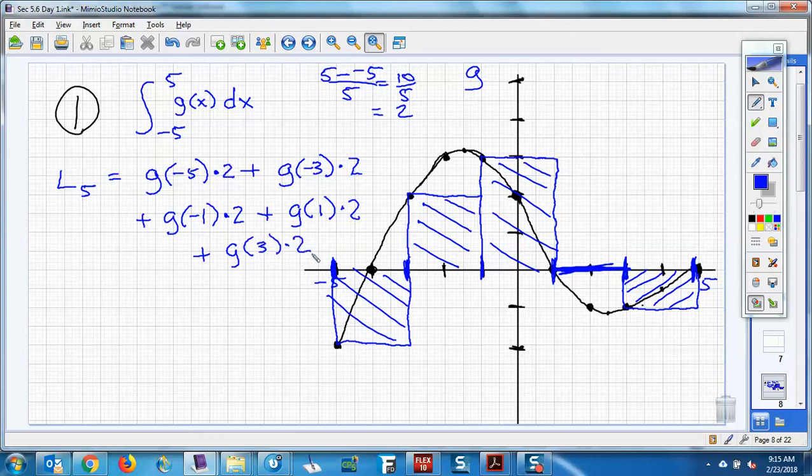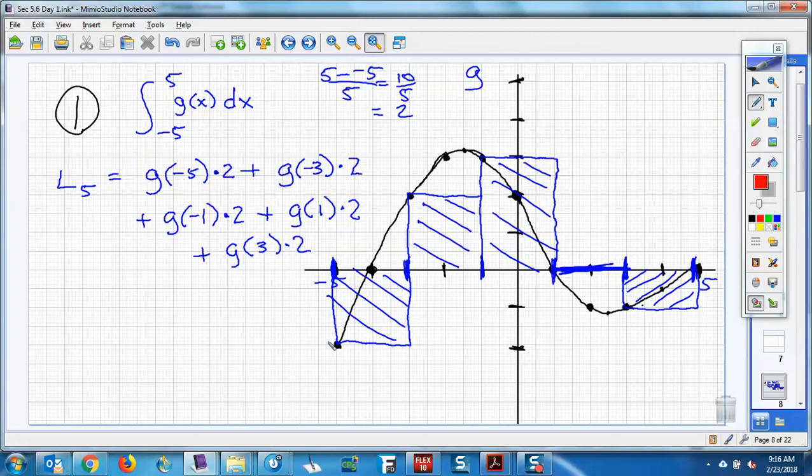And notice we don't make it to the far right edge, do we? Our last left rectangle is evaluated at negative, or not negative, at +3. Right? We don't use the 5 at all. But there's 1, 2, 3, 4, 5 rectangles right there. You can count.